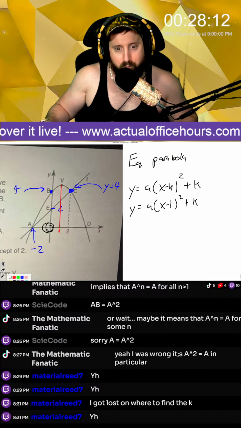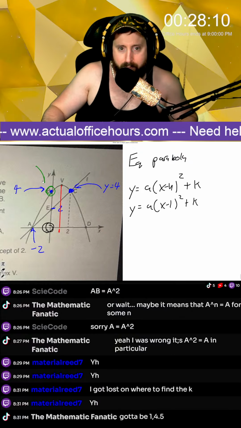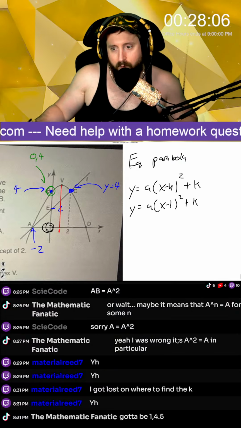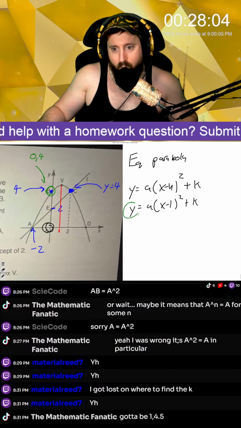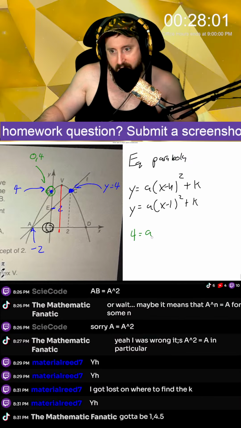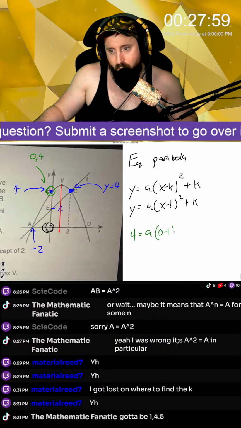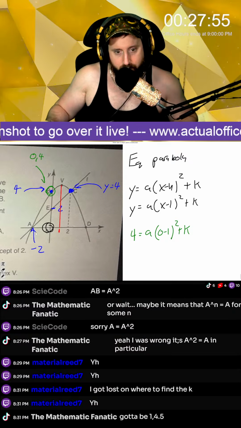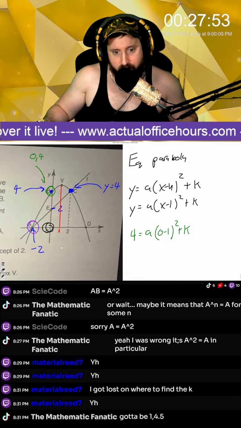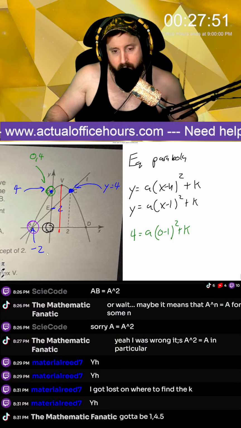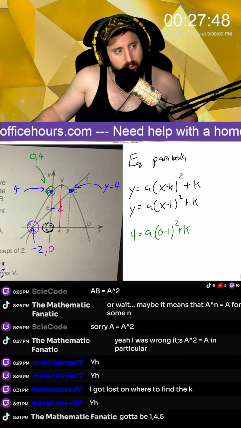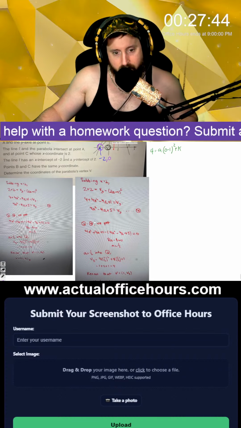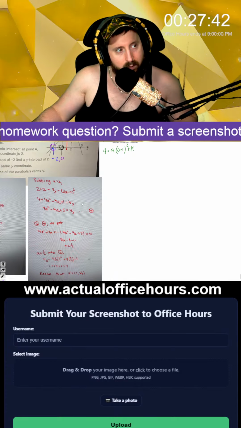So the first point you have here is at (0, 4), right? If we plug that in, y is equal to 4. So you have 4 is equal to a(0 minus 1) squared plus k. That's one equation. And then from here, this is at (-2, 0), which I think is probably what Arya did here.